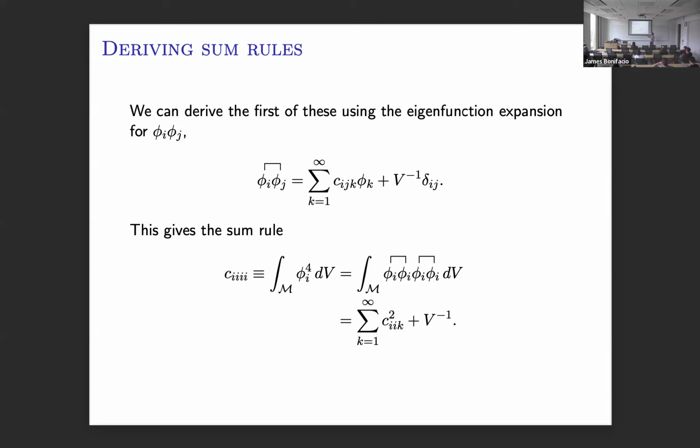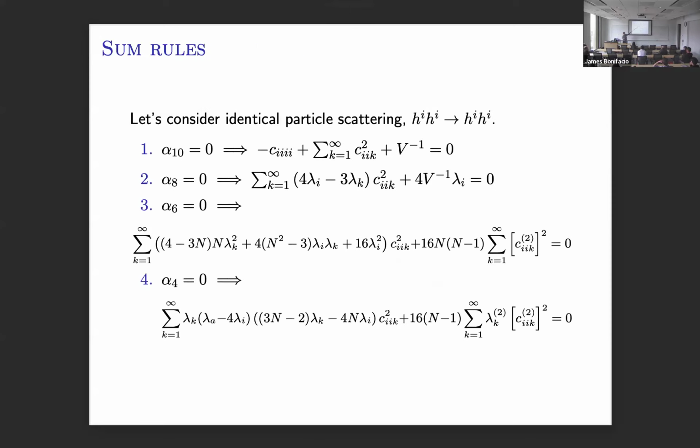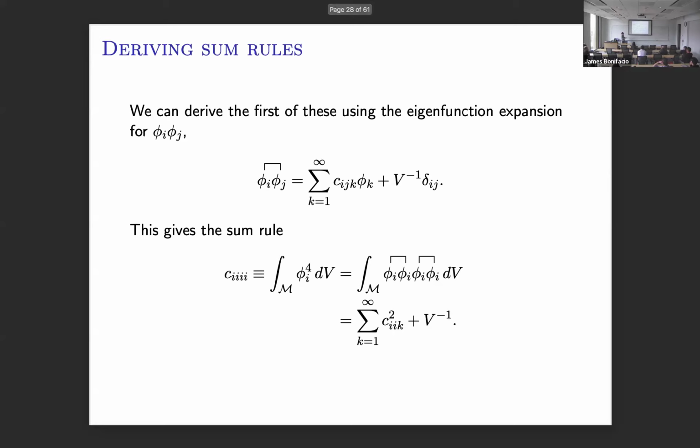And so now I can derive our first sum rule. So I start with the quartic overlap, the integral of the product of four eigenfunctions. And I just expand the two pairs using this eigenfunction expansion. And then I get an integral of the product of these infinite sums. And I can use the orthonormality of the eigenfunctions to do the integral. I'm just left with this infinite sum over squares of the cubic couplings. And this is precisely what the first sum rule was telling us. The fact that this combination should be 0 just follows from this very simple argument.